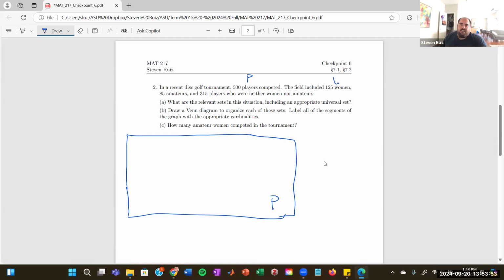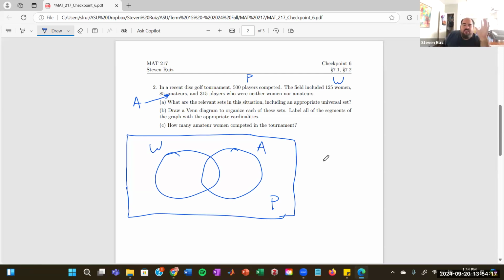I'm going to say that set W is the number of women who competed, and set A is the number of amateurs who competed. So W, A. Okay. So I think we can probably get by with these sets. Really the fewer the better, if you're going to try to organize these. So let's see if we can get by with these. So what are the relevant sets, including an appropriate universal set? I think this is it.